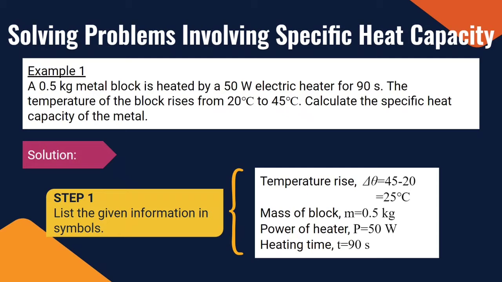Step 1. List the given information in symbol. Temperature rise equal to 45 minus 20 equal to 25 degrees Celsius. Mass of block is 0.5 kg. Power of heater is 50 volt. And the heating time is 90 seconds.